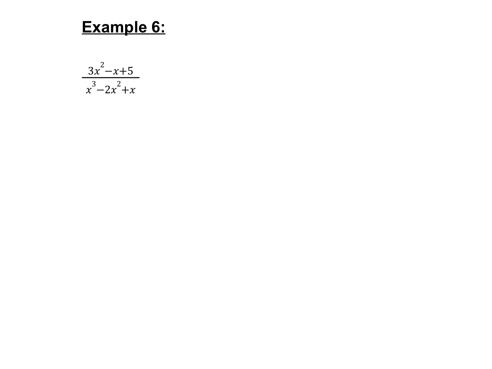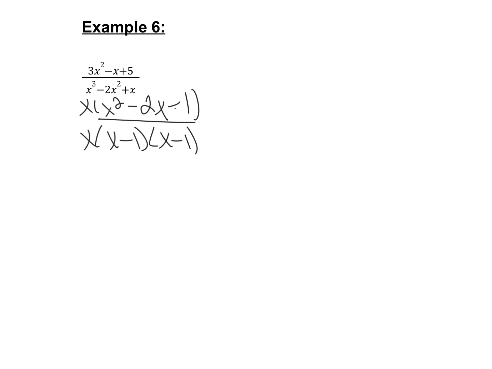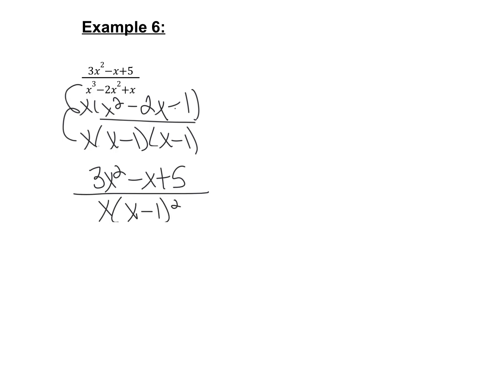So step 1, let's factor that denominator. I'm going to take out an x. That leaves me x squared minus 2x plus 1. And then this I can factor again. So I'd have x, and then x squared minus 2x plus 1 would be x minus 1 times x minus 1. So when I factor this denominator following these steps, I'm going to keep 3x squared minus x plus 5. Remember, we do not factor the numerator. We only factor the denominator. I'm going to have x times x minus 1 squared.